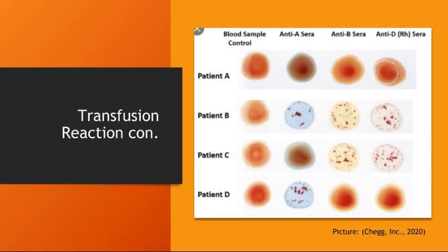Now that we know how to read the results, let's do an unknown. The picture on the slide shows the result of blood typing for 4 patients. Let's figure out what blood type patient C is. There is clumping for anti-A antibodies and clumping for anti-B and Rh factor. So this patient has anti-A antibodies, no anti-B antibodies, and no Rh antibodies. So they have B positive blood.